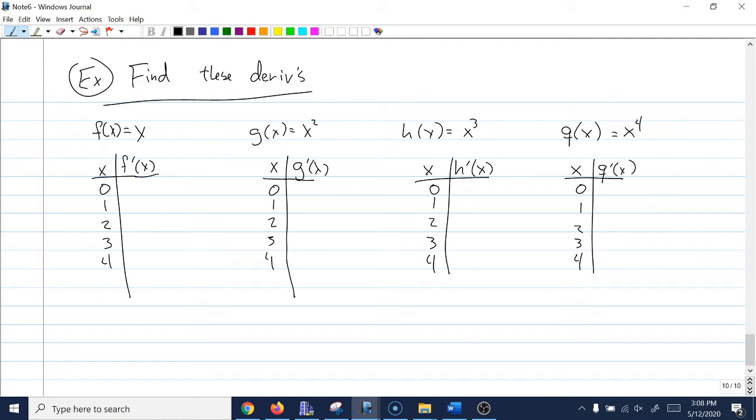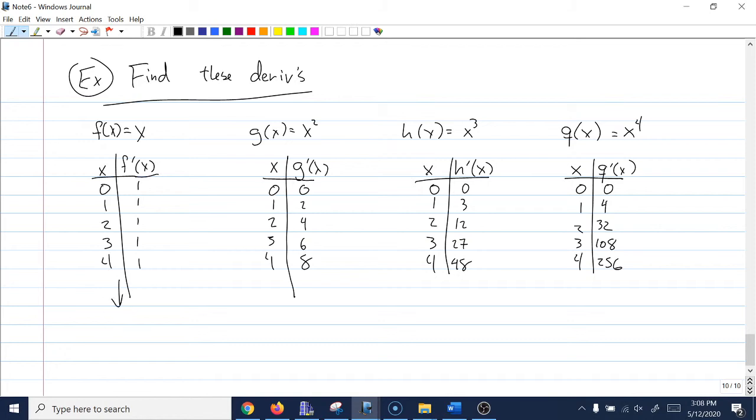You compute these things and you end up, this one is always 1. For x squared, the answers we get are 0, 2, 4, 6, 8. Here the answers you get are 0, 3, 12, 27, 48. And here the answers we get are 0, 4, 32, 108, 256. And the goal is to figure out the patterns here.